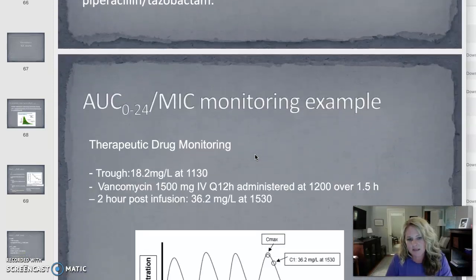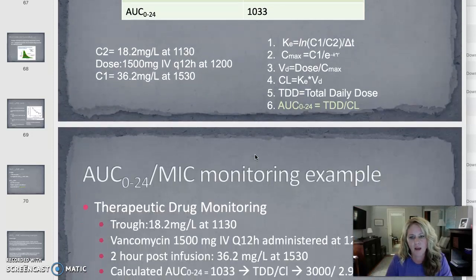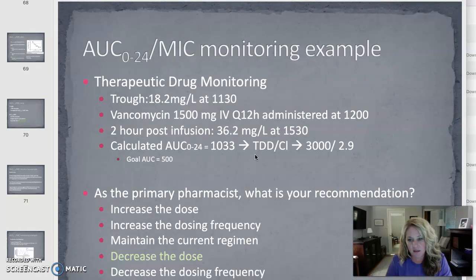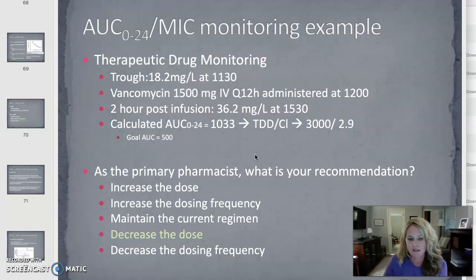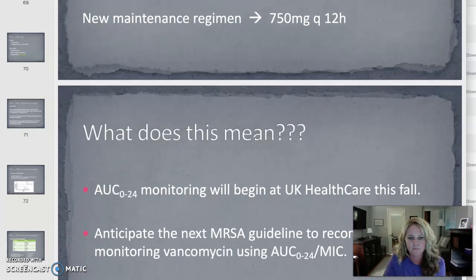I've given you an example here. You can work through it to go through the calculation. It's basically a very simple calculation, and this example will help you determine this. You take the current AUC divided by the total daily dose, and then you set up a proportion and modify your dose based on this. If you work through this example, you won't have any problems.